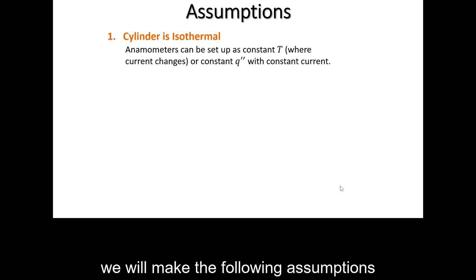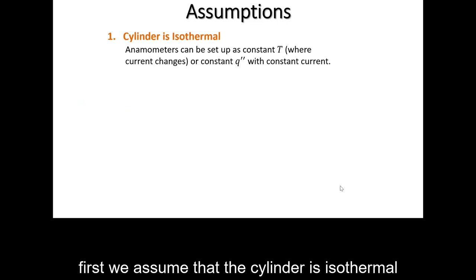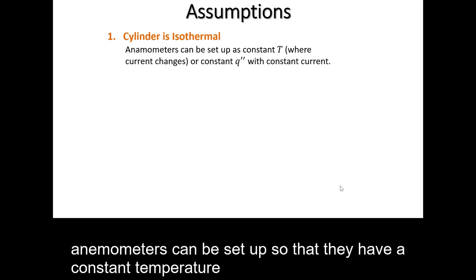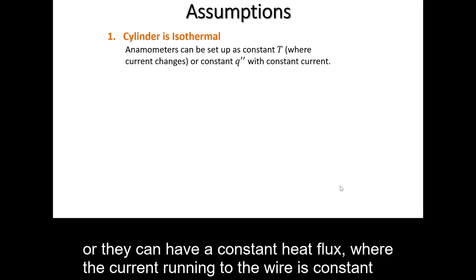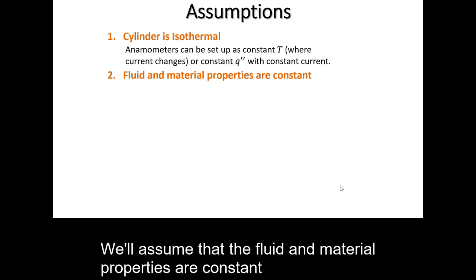We will make the following assumptions. First, we assume that the cylinder is isothermal. Anemometers can be set up so that they have a constant temperature where the current running through the wire changes to maintain that temperature, or they can have a constant heat flux where the current running through the wire is constant. We'll assume that the fluid and material properties are constant.